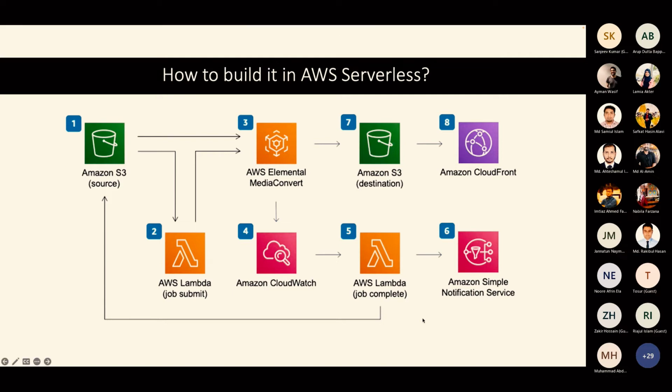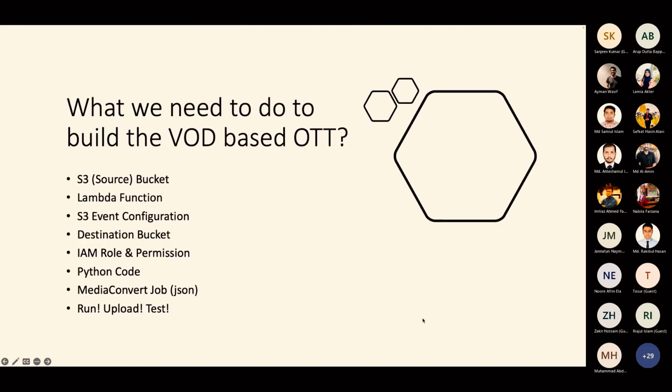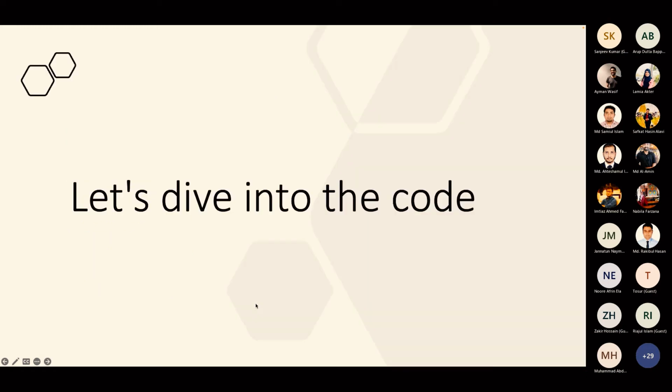So what do we need to do to build this? We are trying to build a POD platform based on AWS. We need a source bucket, as we have seen. We need Lambda functions, and we need to trigger these Lambda functions from the S3 event notification. We also need a destination bucket, and we definitely need an IAM role so that one service can call another service. We need some Python code and a MediaConvert job, which will be in JSON format. That's it. Then we'll run the code, upload the video and test it. I think nobody has any question, right? So we understand very clearly. Let's dive into the code.